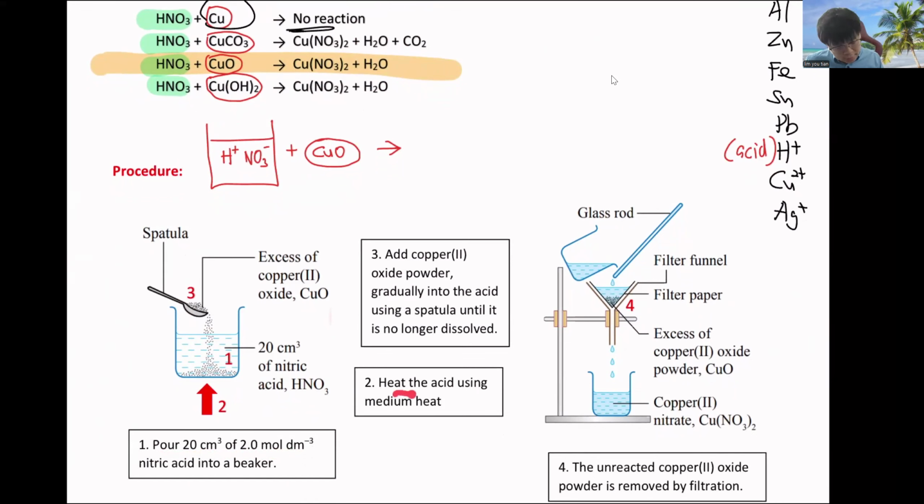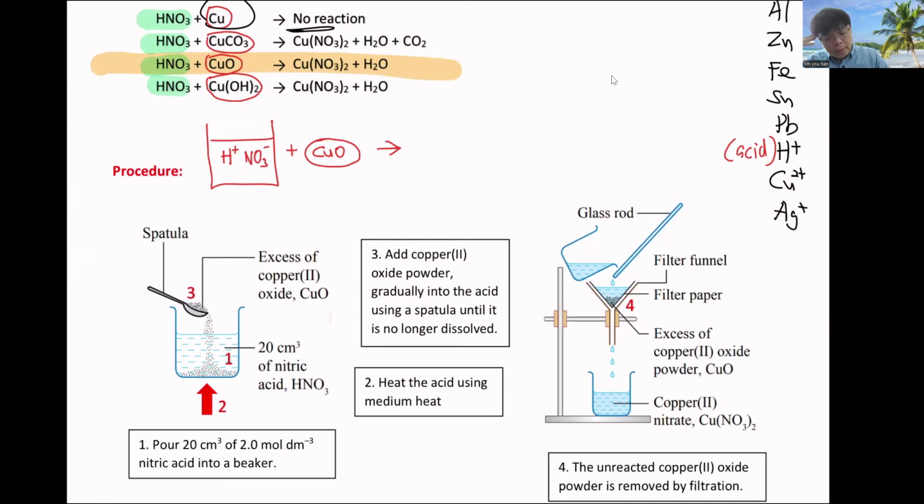Then you start to heat the acid using medium fire. Because, for example, have you ever tried to add milk powder into water? If you add milk powder into cold water, you realize that it's very hard to dissolve because the reaction is very slow. So in order to make the milk powder dissolve faster, you have to use warm water. Even better, you can use hot water, then it can dissolve very, very fast. Same here, in order to make this dissolve into the acid faster, we need to heat the acid a little bit. Not until boiling, just heat until medium fire. Then start to add in the copper 2 oxide powder.